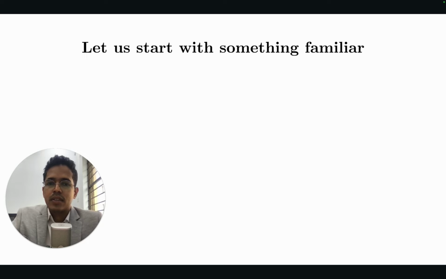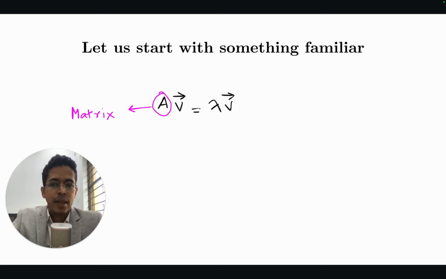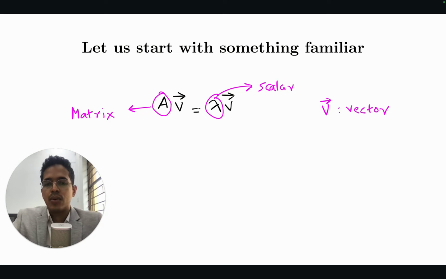So let's start with something that all of us are very familiar with, most likely. Let A be a matrix, lambda a scalar, and V a vector. So if AV equals lambda V, let's say that condition is satisfied, that means we can also write it as AV equals lambda times I times V. And here I is the identity matrix.